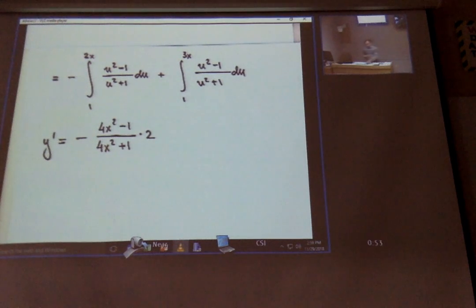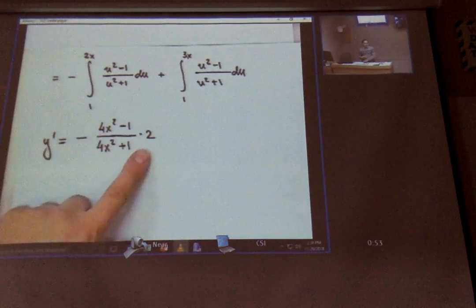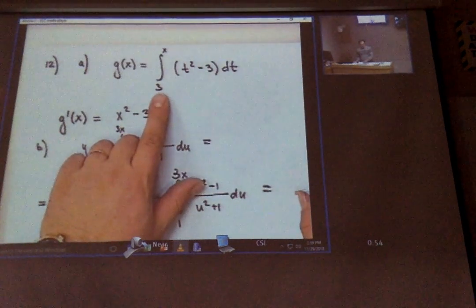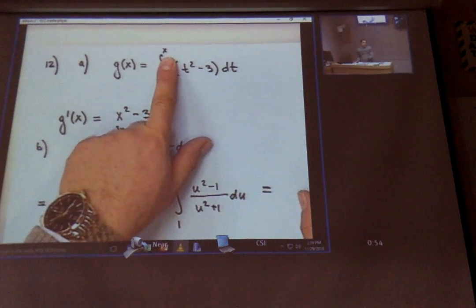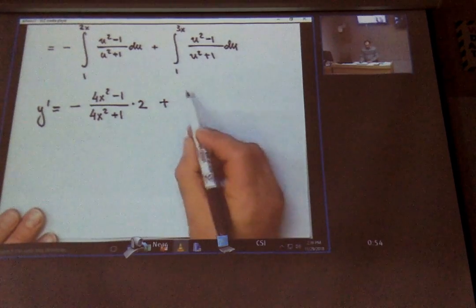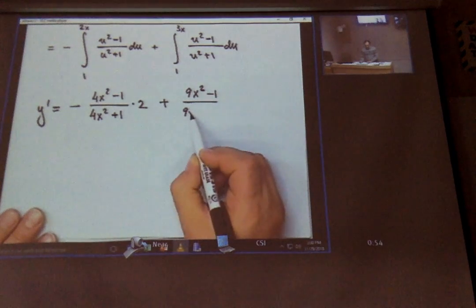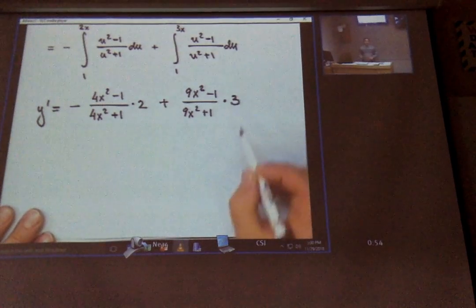And I told you, if you have anything different than x, even like negative x, you will multiply by negative 1. You must take the derivative. Technically, I mentioned this to you before: if you go back to part a, I could say I took the derivative because the derivative of x is 1, so times 1 is the same. So we're taking the derivative anyway, kind of. So this is what I have here. And then go to the second one. I get 9x squared minus 1 over 9x squared plus 1 and times 3. And that's it.